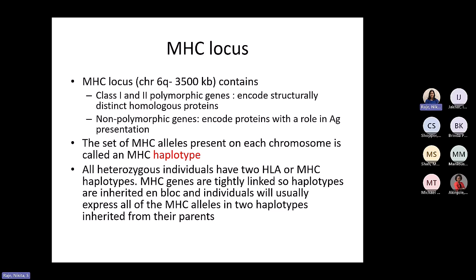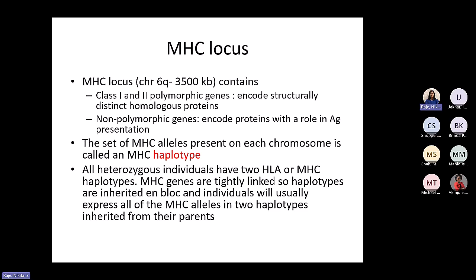So talking more about the genes of the MHC locus. The MHC locus in humans is on chromosome 6p and contains class 1 and class 2 genes that encode structurally different proteins that are pretty similar, right? The locus also has some non-polymorphic genes, which means they encode proteins that have a role in antigen presentation, but are not necessarily different in different individuals. So those genes are pretty similar.